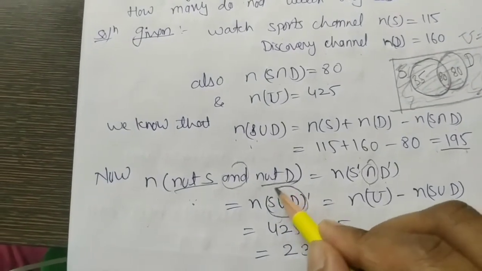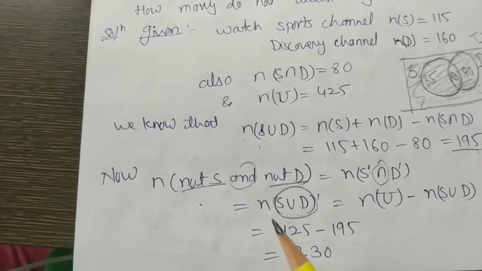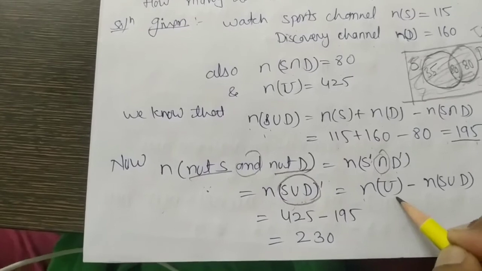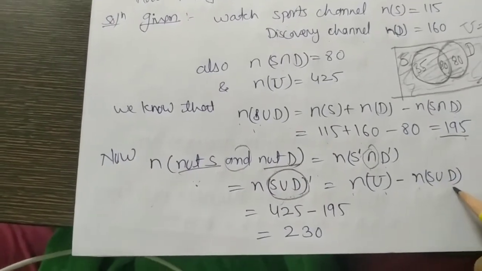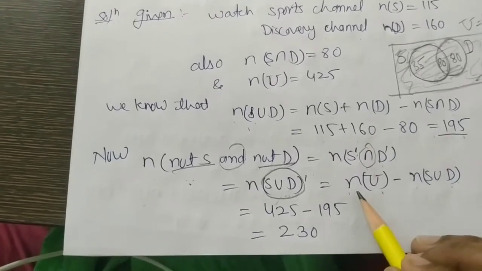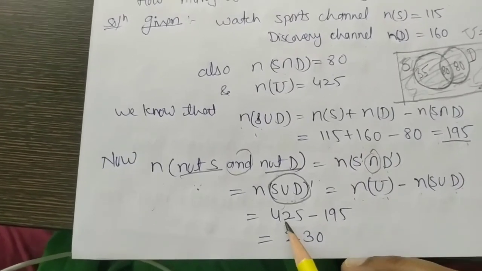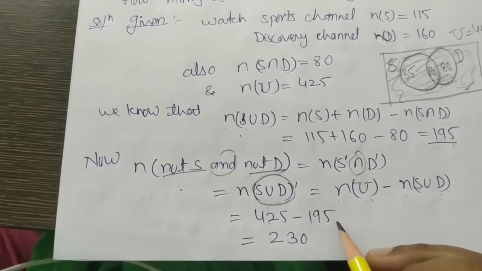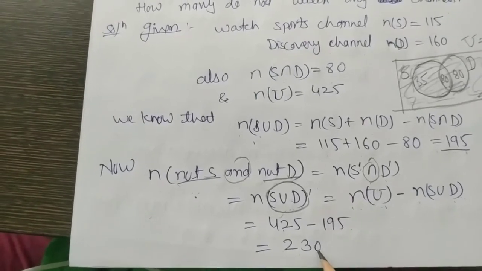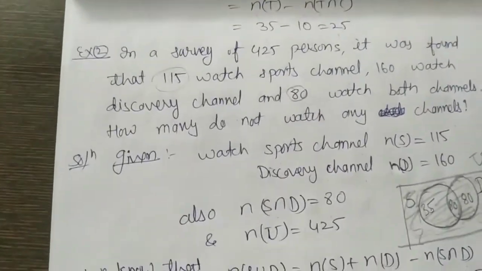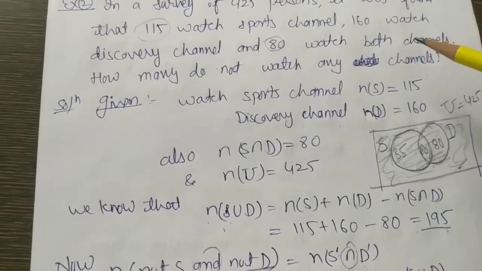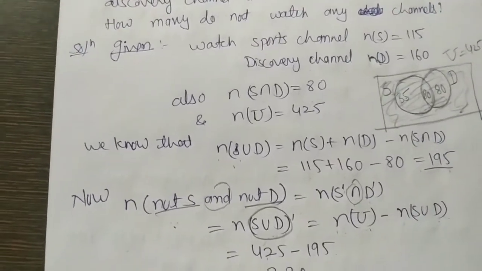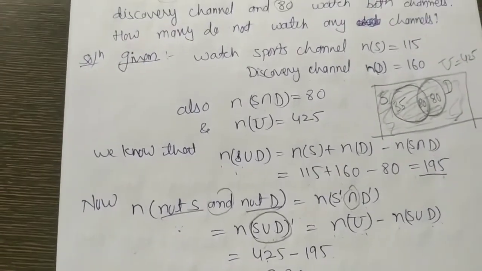Now think this is set A. By the formula, the number of elements in A dash will be equal to the number of elements in the universal set minus the number of elements in A. The number of elements in the universal set is 425 and the number of elements in S union D is 195. That is equal to 230. It means a total of 230 people do not watch sports and Discovery channel.